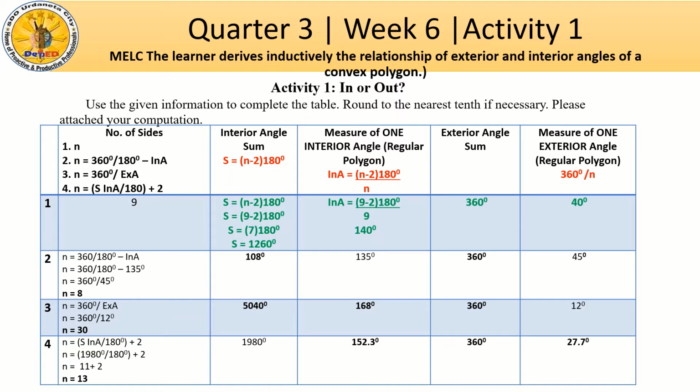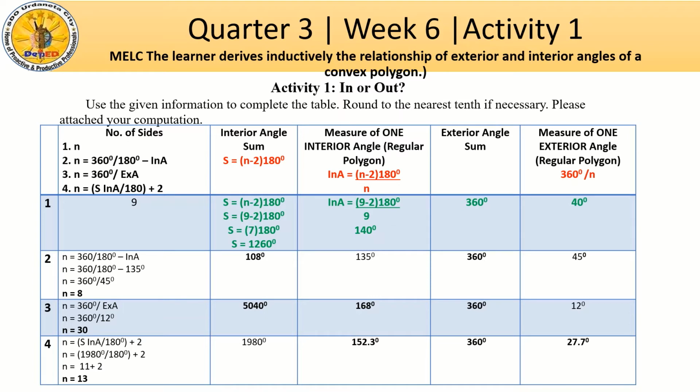To find the measure of one of the interior angles, we have (N minus 2) times 180 divided by N. For number 1, the number of sides is 9. So we have 9 minus 2 is 7, times 180, divided by 9. The answer is 140 degrees.